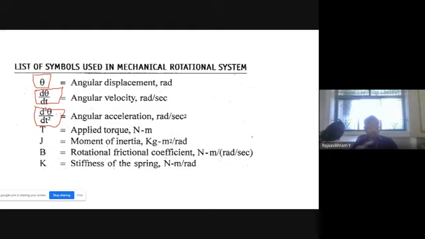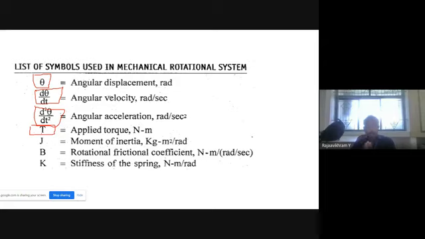One more difference is the applied torque. There we consider the applied force, but here I have to consider the applied torque. Instead of mass m, here it is represented as J. Since it is a rotational system, the moment of inertia should be considered, and the unit is kilogram meter square per radian. The remaining two are exactly the same: the dashpot B as well as the spring constant K.